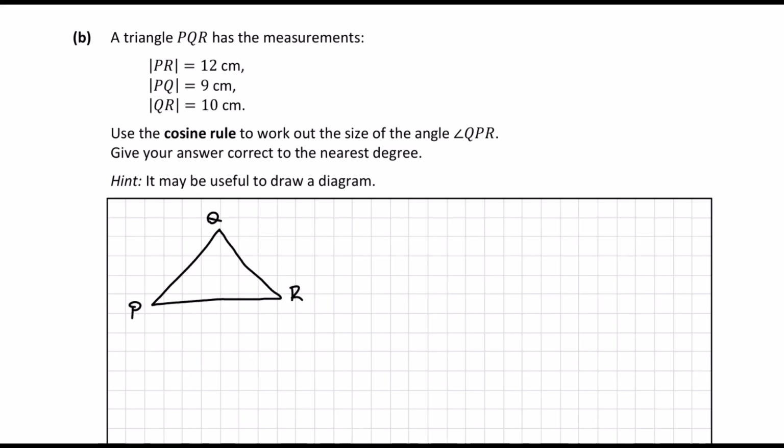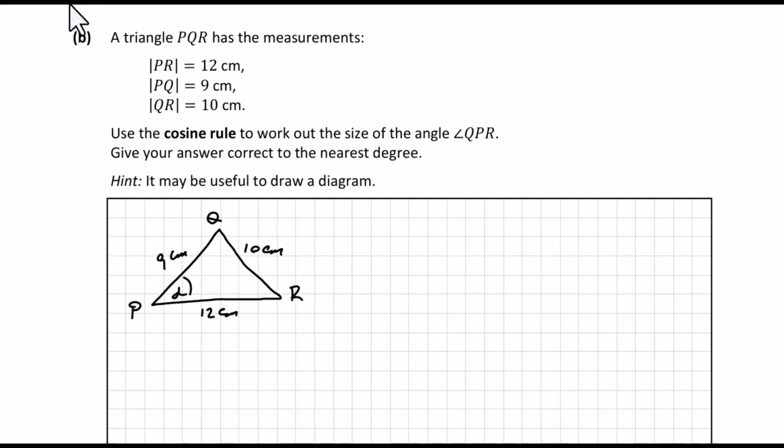PR is 12, so that's 12 centimeters. PQ is 9 centimeters, so that's 9 centimeters. And QR is 10 centimeters. Work out the angle QPR. So QPR is here. I'll mark it alpha. So the cosine rule says that if we want this angle here, for example, what we've got to do is start with the side opposite. So we've got to start with 10.